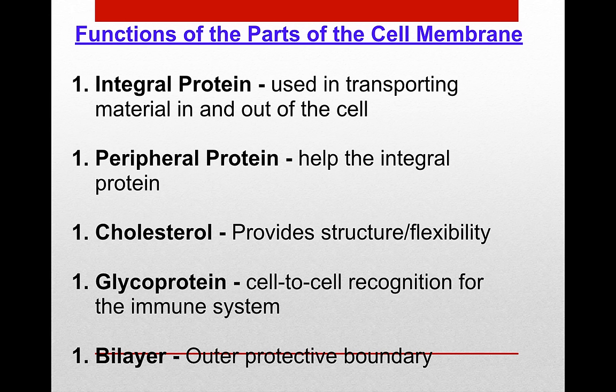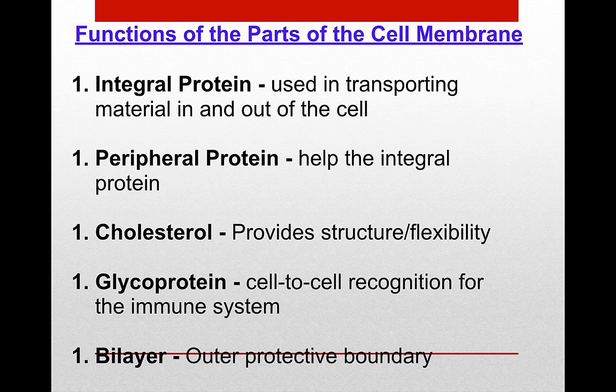So what are the functions of the parts of the cell membrane? We have these integral proteins. They're used in transporting material in and out of the cell. The peripheral proteins help the integral protein do its job. Then we also have cholesterol, which provides structure and flexibility. Glycoproteins, that's for cell-to-cell recognition in the immune system.